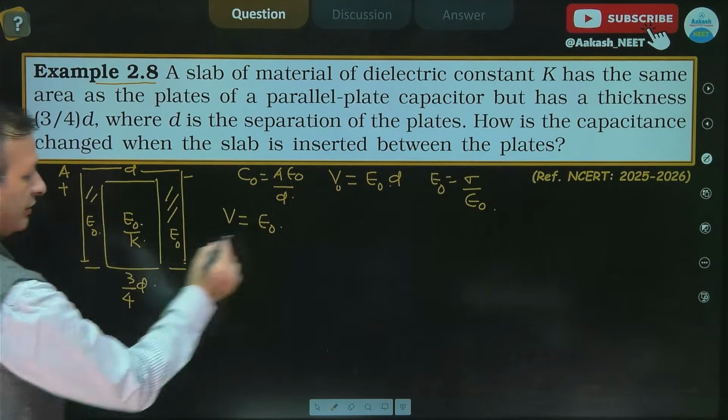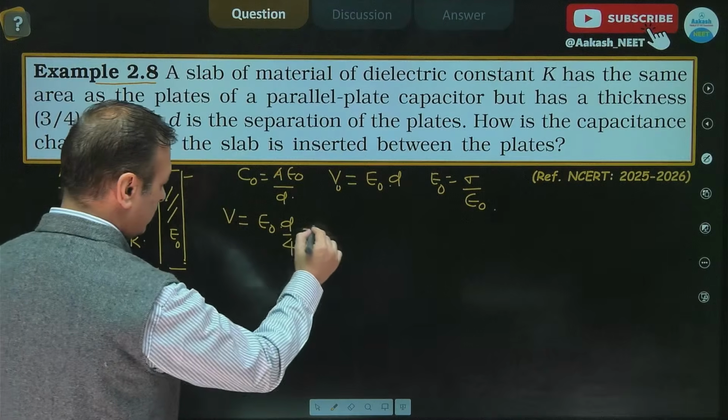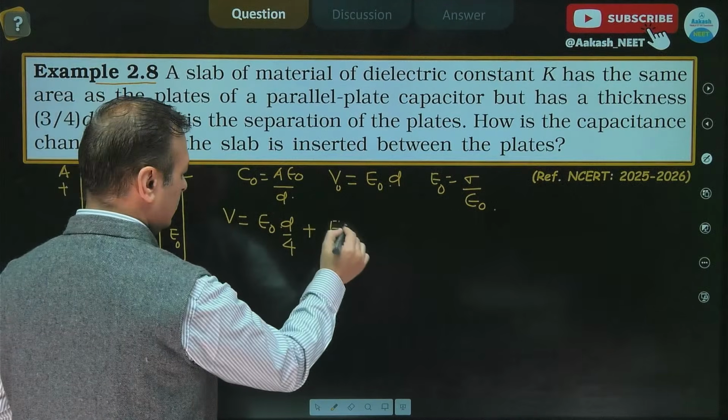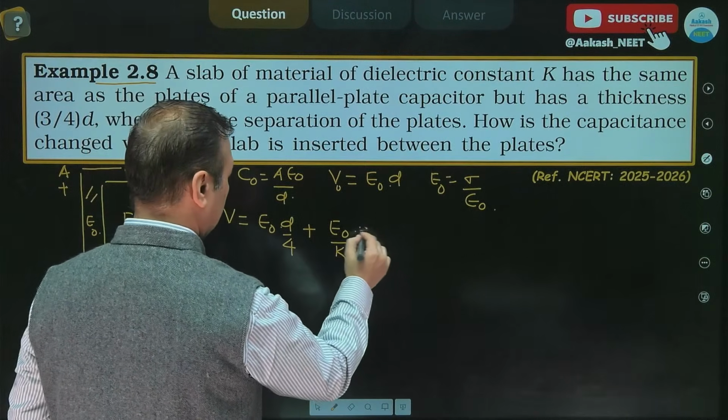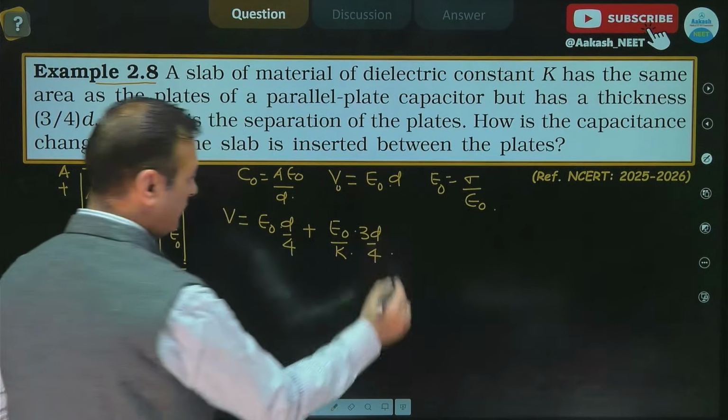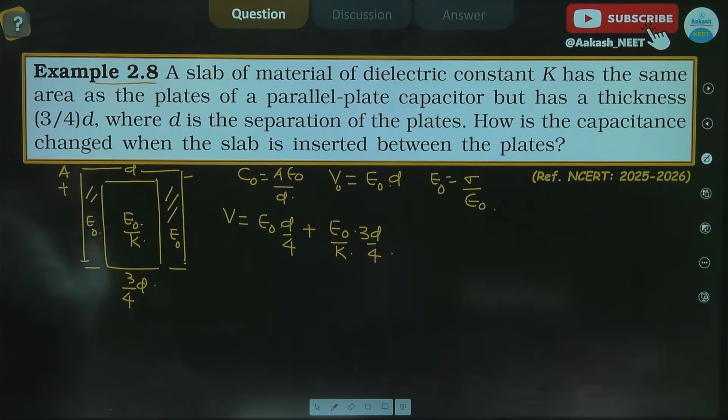So the new potential difference would be E naught into, if this is 3D/4, what you are left with is D/4, plus E naught by K into 3D/4. Got it or not?